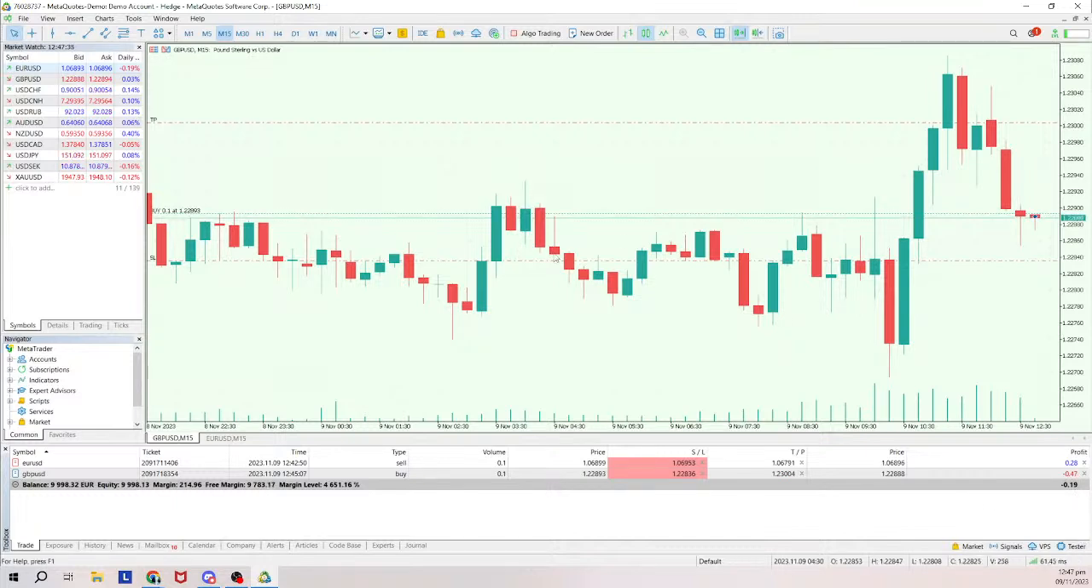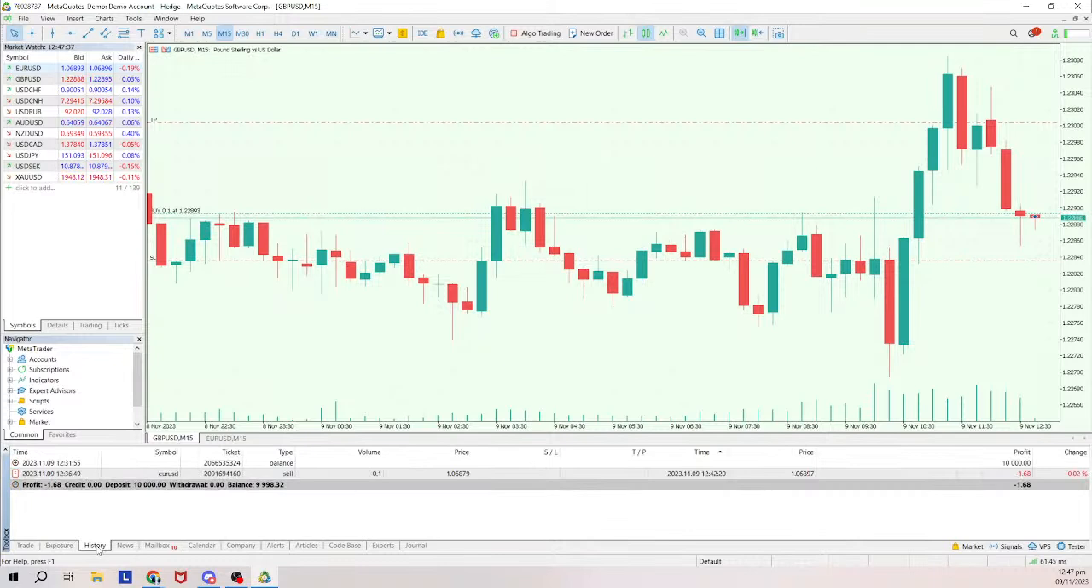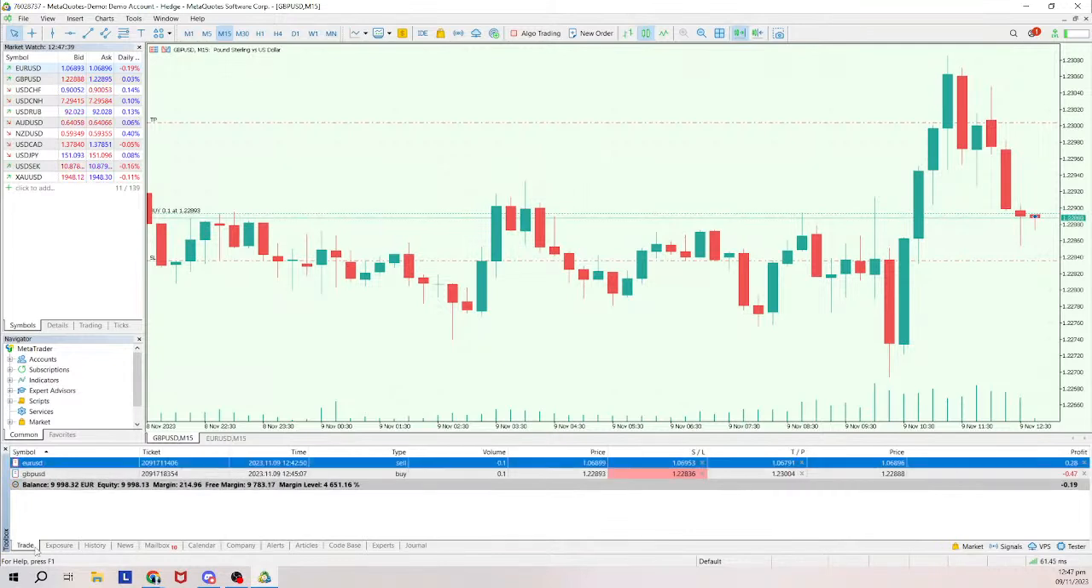This is basically the intro of how you can start to get yourself a bit more familiar with the MT4 platform, which is what most brokers nowadays use.